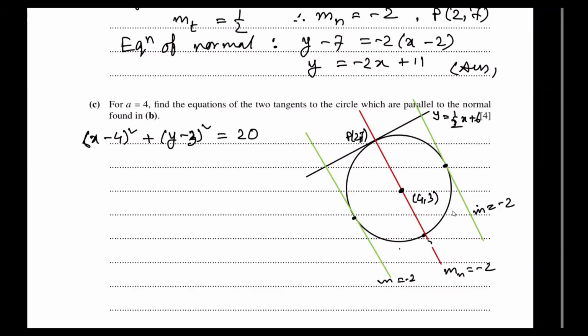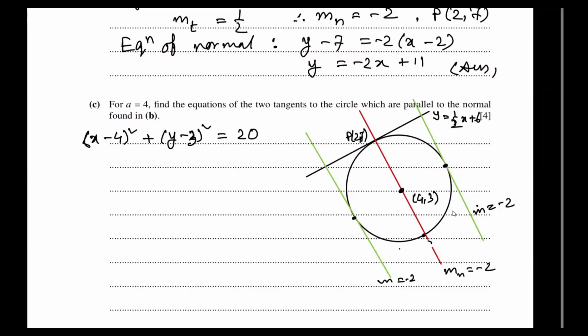So here, since a equals 4, you have to find the equations of the two tangents to the circle which are parallel to the normal. We have roughly drawn the tangent with a, then the point P, then the normal, which has gradient minus 2, and the two tangents drawn in green color. We have to find the equation of these two.